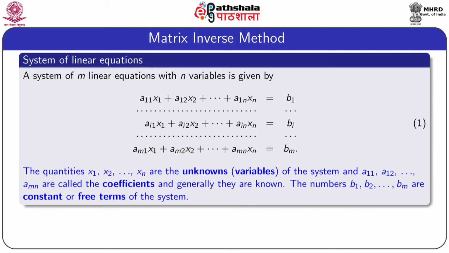The quantities x1, x2, up to xn are called the variables or unknowns of the system, and a11, a12 up to amn are called the coefficients of the system, and these are generally known quantities. The numbers b1, b2, up to bm, which are on the right hand side of the equations, are generally constant or free terms, and these are called the right hand constants.